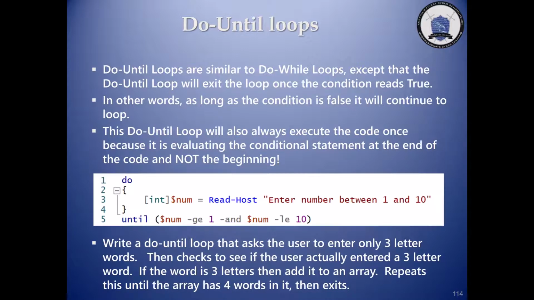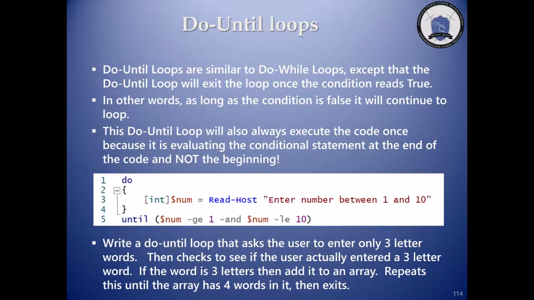All right, so the example here, or the problem that I want you to work on, is I want you to write a do until loop, ask the user to enter only 3-letter words, then check to see if the user actually entered a 3-letter word. If the word is 3 letters, I want you to add it to the array. And then I want you to repeat this until the array has 4 words in it. And again, all of those words should be 3-letter words.